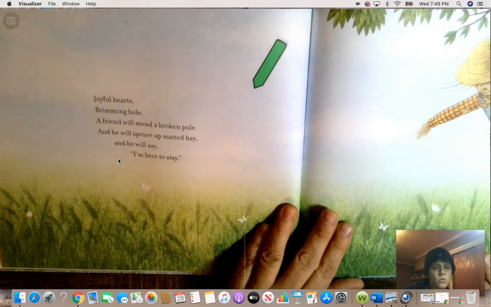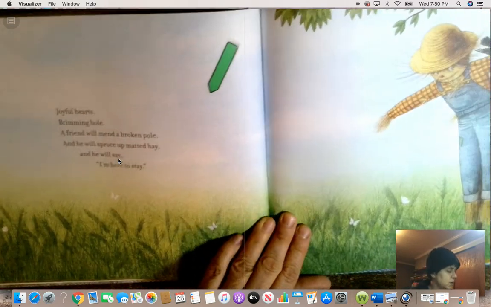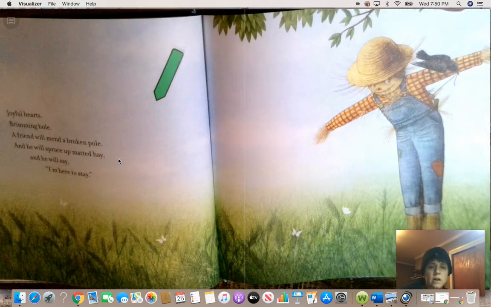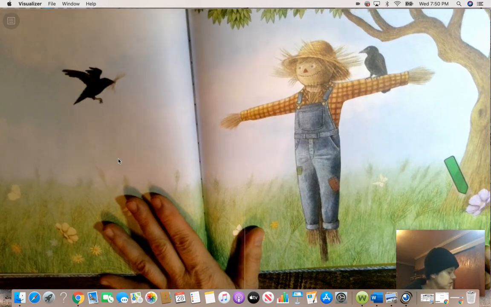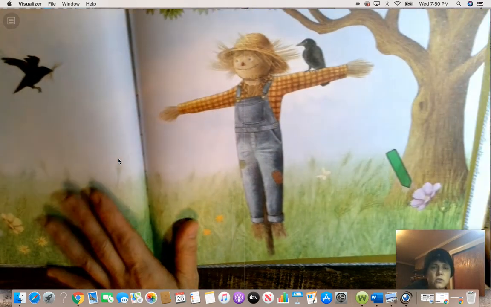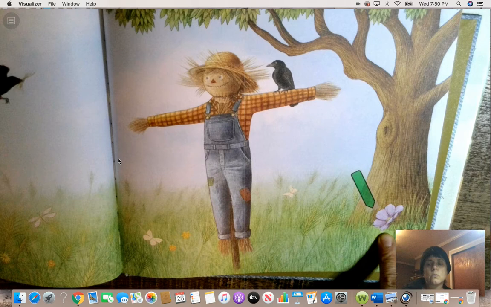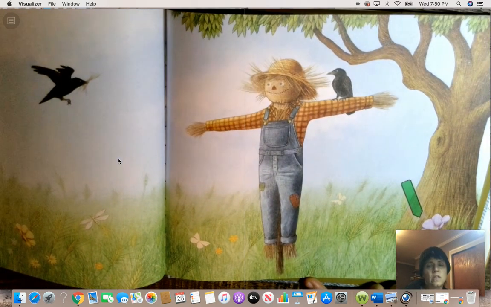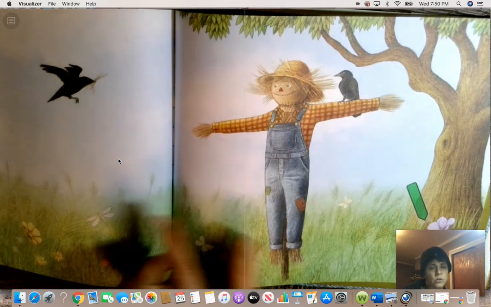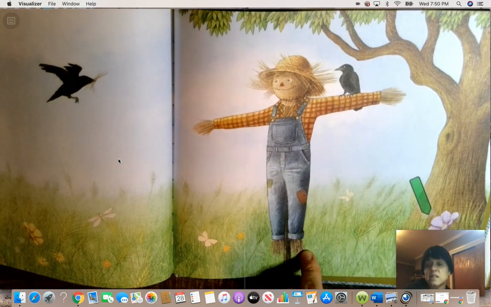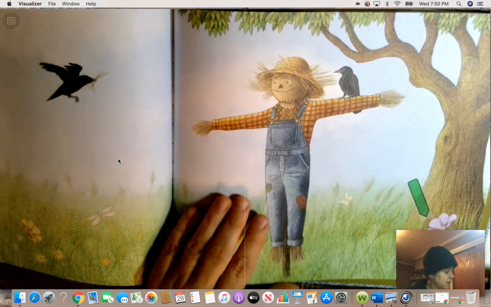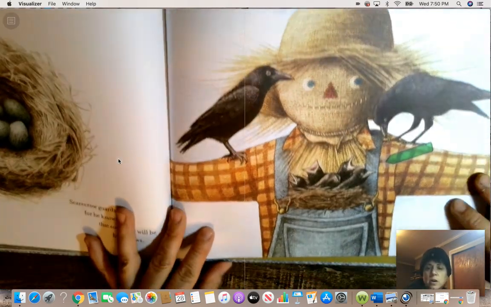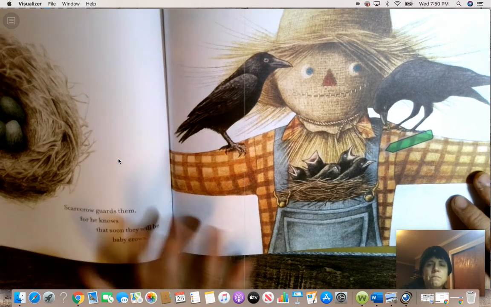Notice the setting is still green and blue. Scarecrow is still there and crow is still there. And then I noticed something along the bottom of the page. Look at the flowers growing. So when we think of spring, we think of birds coming back. We think of our grass and our flowers growing from spring and summer. And with spring and summer comes nests and baby birds.